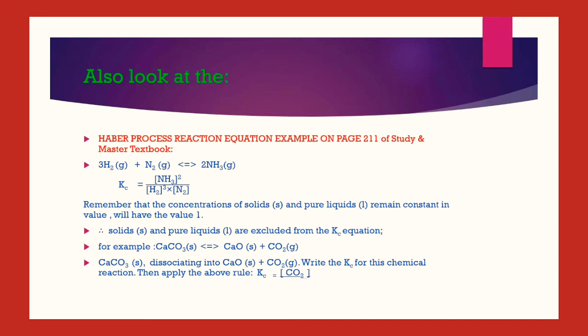3 moles of hydrogen gas reacts with 1 mole of nitrogen gas in order to form 2 moles of ammonia, 2NH3, reversible reaction. Then Kc would be concentration of ammonia NH3 raised to the power 2 over concentration of hydrogen gas raised to the power 3 multiplied by concentration of nitrogen gas in square brackets.